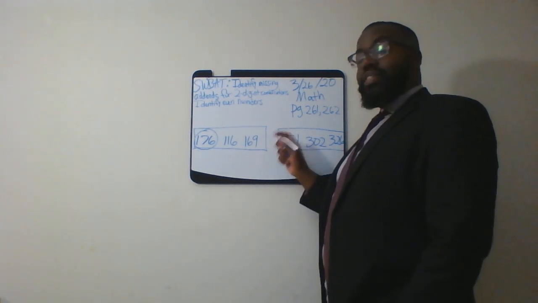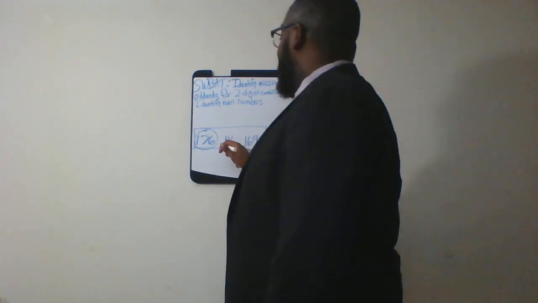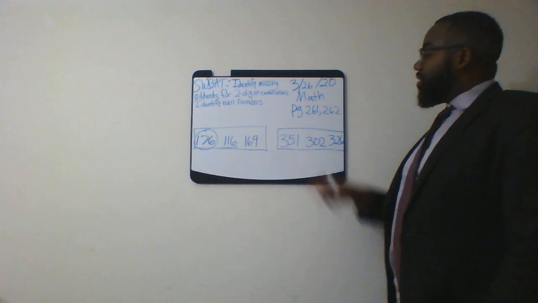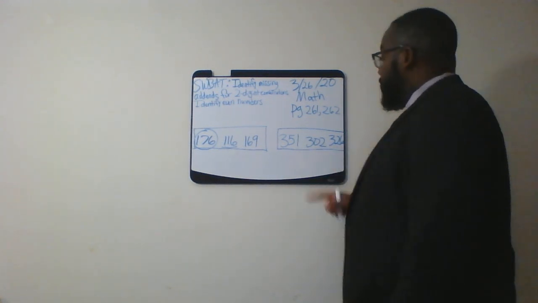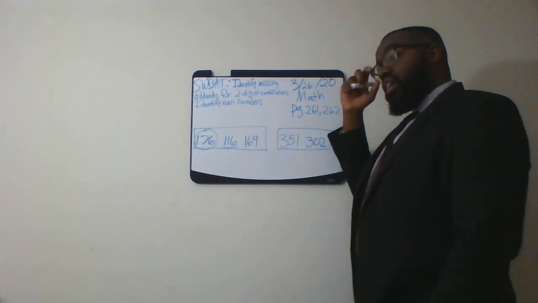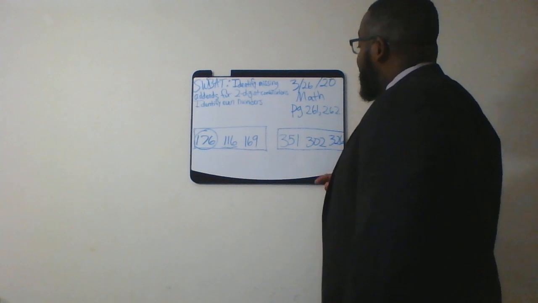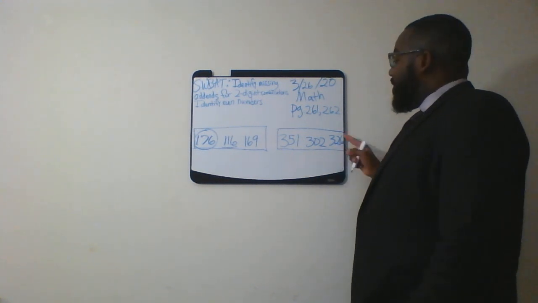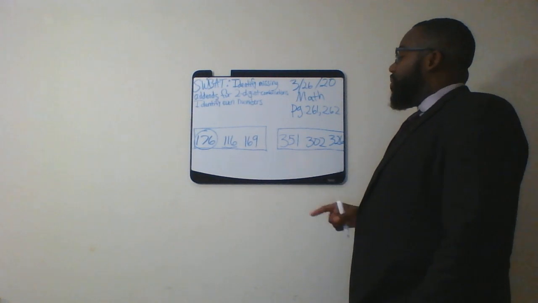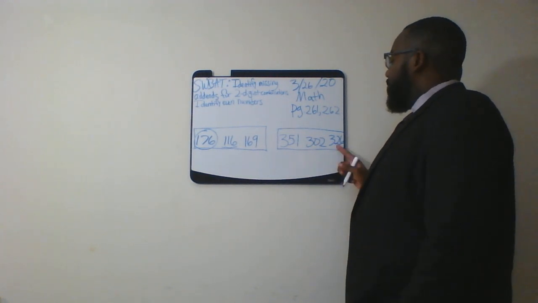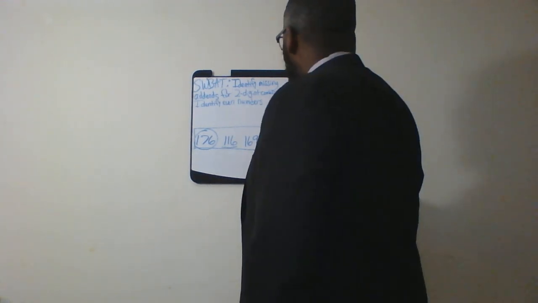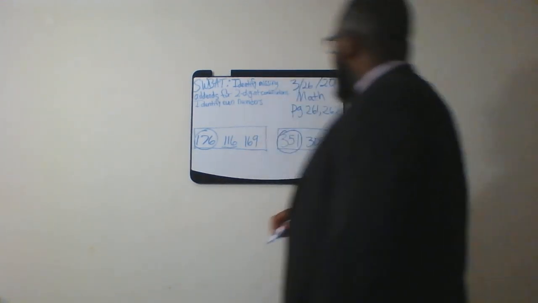Correct. I'm not underlining 169. You're correct. I'm underlining 116. Let's go over to this one. We have 351, 302, and 326. So I had to circle the number that is the greatest. What is the greatest out of 351, 302, and 326? You're indeed correct. I'm circling 351.